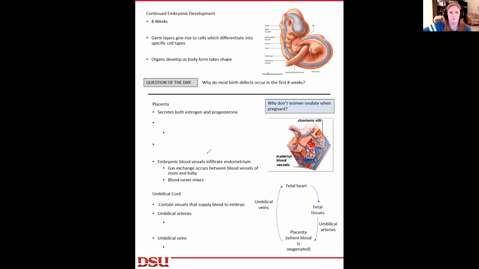So as the embryo continues to develop, around the 8-week mark, the germ layers are going to give rise to cells that will differentiate into specific types of cells that will then form the tissues of specific organs. And as that happens, those organs form and take their place in the body. And obviously those organs will continue to develop and continue to settle into place as the fetus grows. These are basically referring to stem cells.